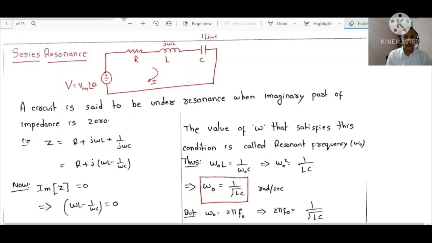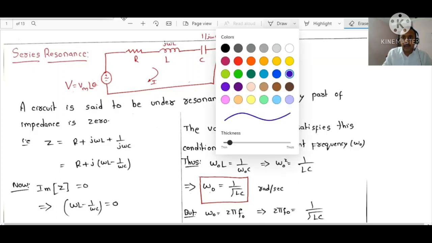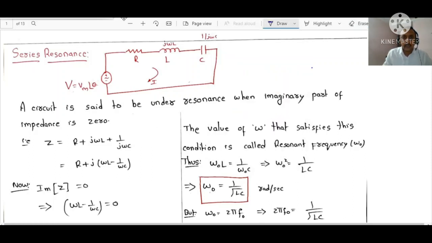Right now, observe, dear students, if you are given a series RLC circuit like this, with a resistor having some resistance R, an inductor L having j omega L as the inductive reactance expressed in ohms, and a capacitor having capacitive reactance 1 by j omega C. This circuit is said to be under resonance, very important, when the imaginary part of the impedance is 0. How do you understand this?